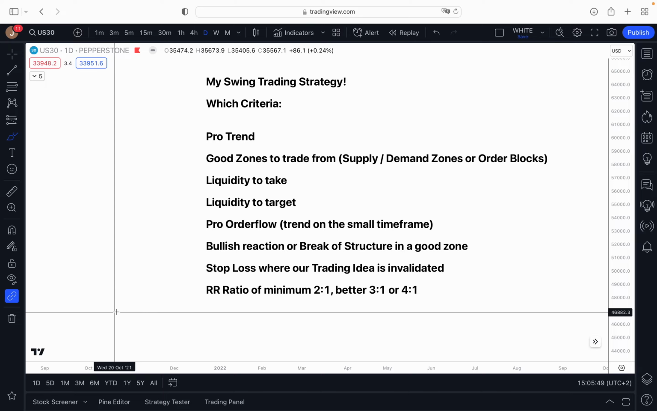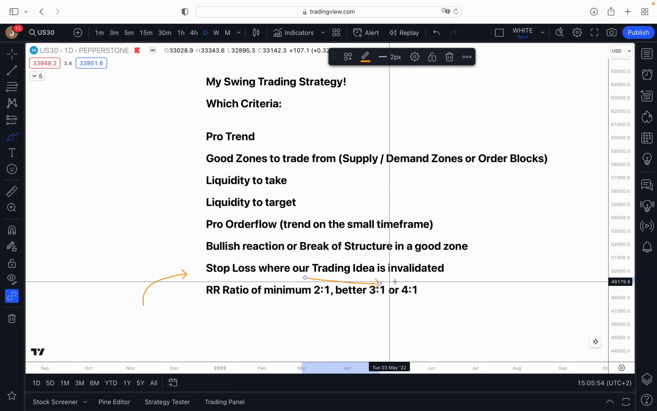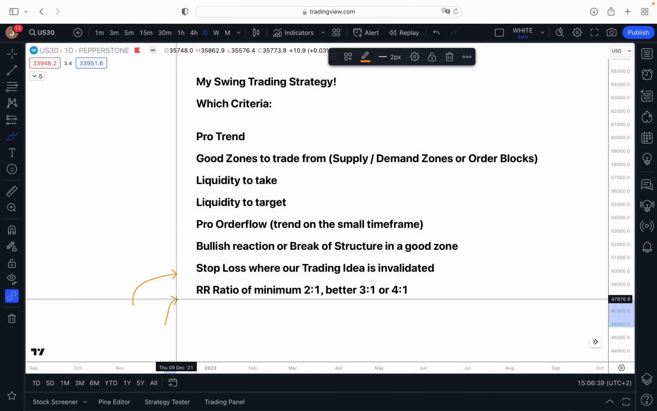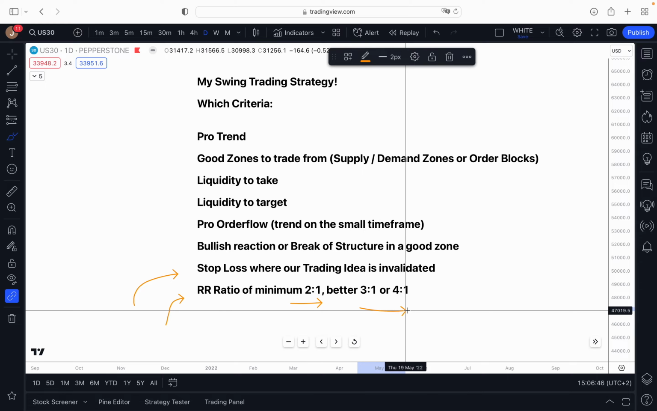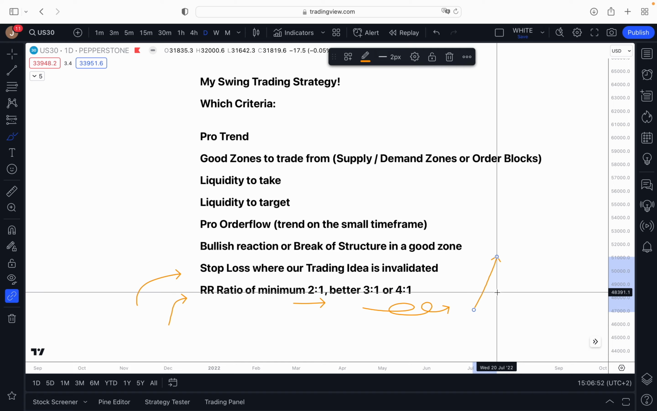The last important point is that you always have a stop loss where our trading idea is invalidated. So you want to set a stop loss above the last high or under the last low where the higher time frame trend will be broken, and then we don't want to be in the trade. And we want a very good risk reward ratio of minimum 2 to 1, but the higher the risk reward ratio is, the more profits you will make on your trade.